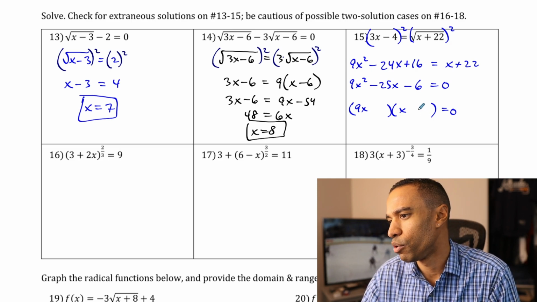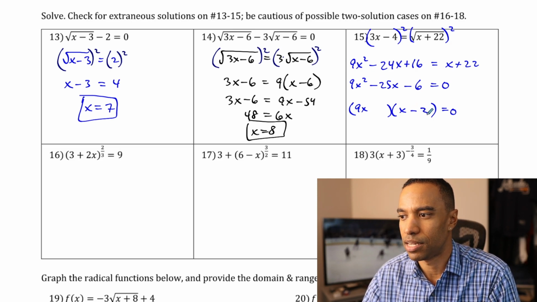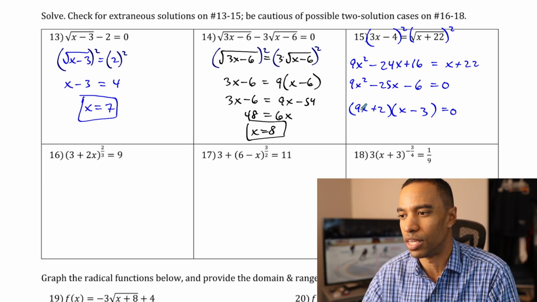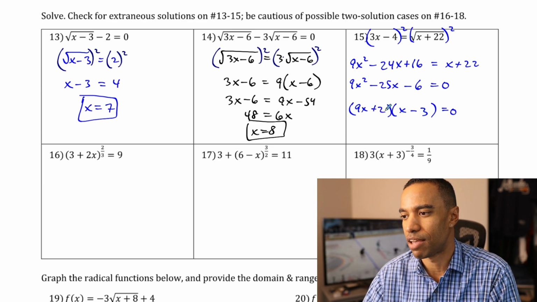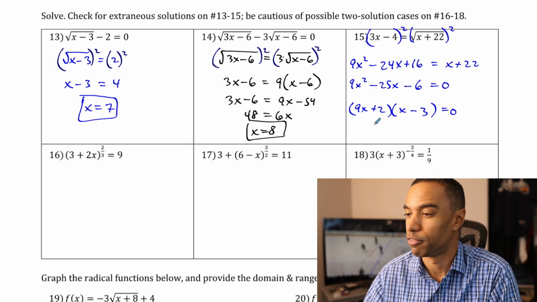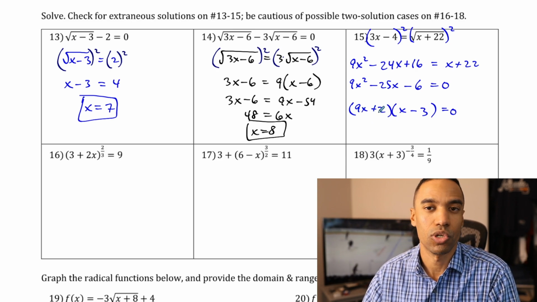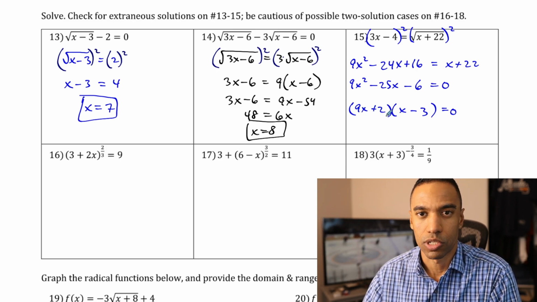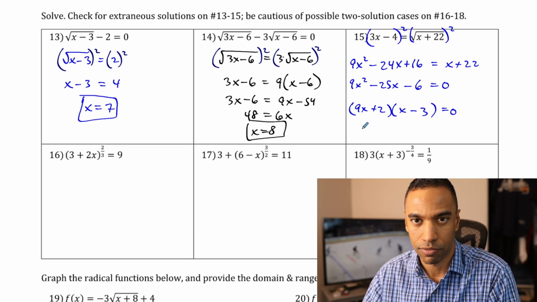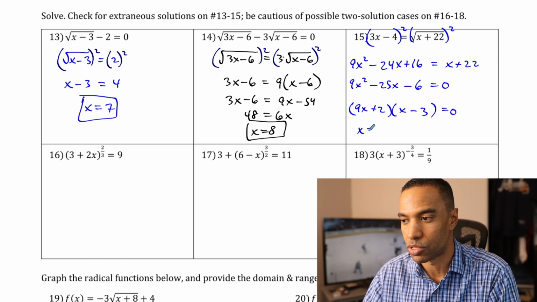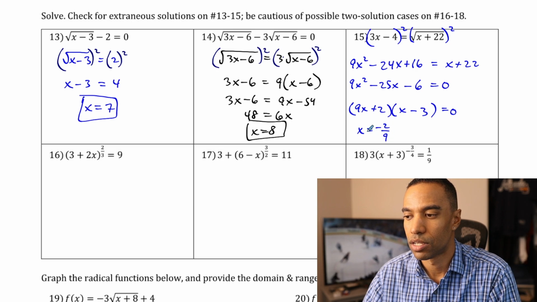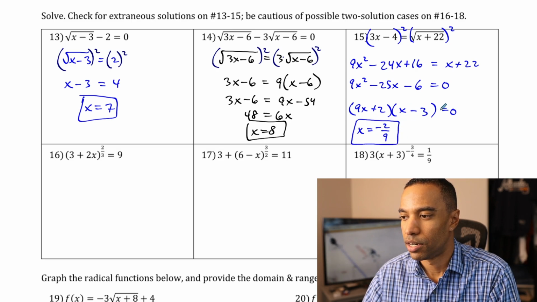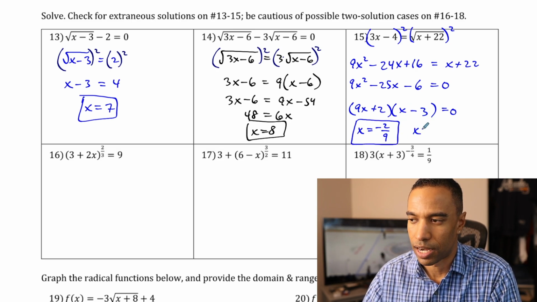So 6 and 1, no. 3 and 2, yeah. So minus 3 plus 2. This will give us negative 27 plus 2 is negative 25. So if 9x plus 2 equals 0, you would subtract 2, 9x equals negative 2, divide by 9, x equals negative 2 ninths. Here, you add 3, x minus 3 equals 0, you get x equals 3.